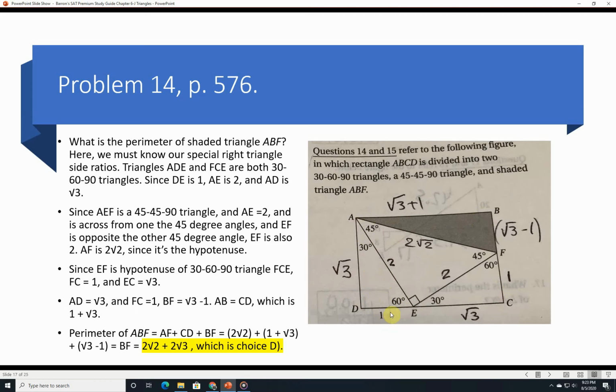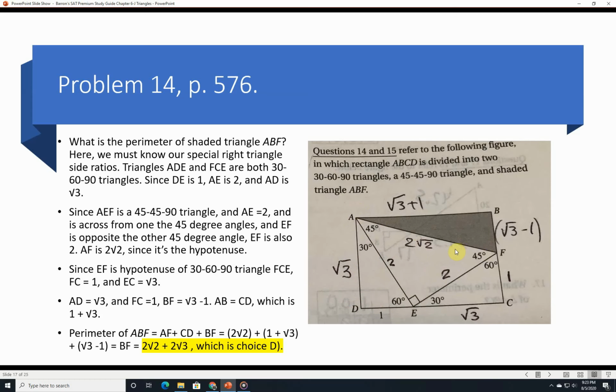So once you know that DE is equal to 1, then you know that the hypotenuse has to be equal to 2. And because of that, also, AD has to be root 3 because it goes 1, root 3, 2. So once you know that, then you can say, okay, this is 2. Hey, that's across from a 45-degree angle here. This is 2. That's also across from a 45. Oh, I get it. This is 45, 45, 90. And they even gave you a little box to let you know that. So I know if this is 2, this is also 2.